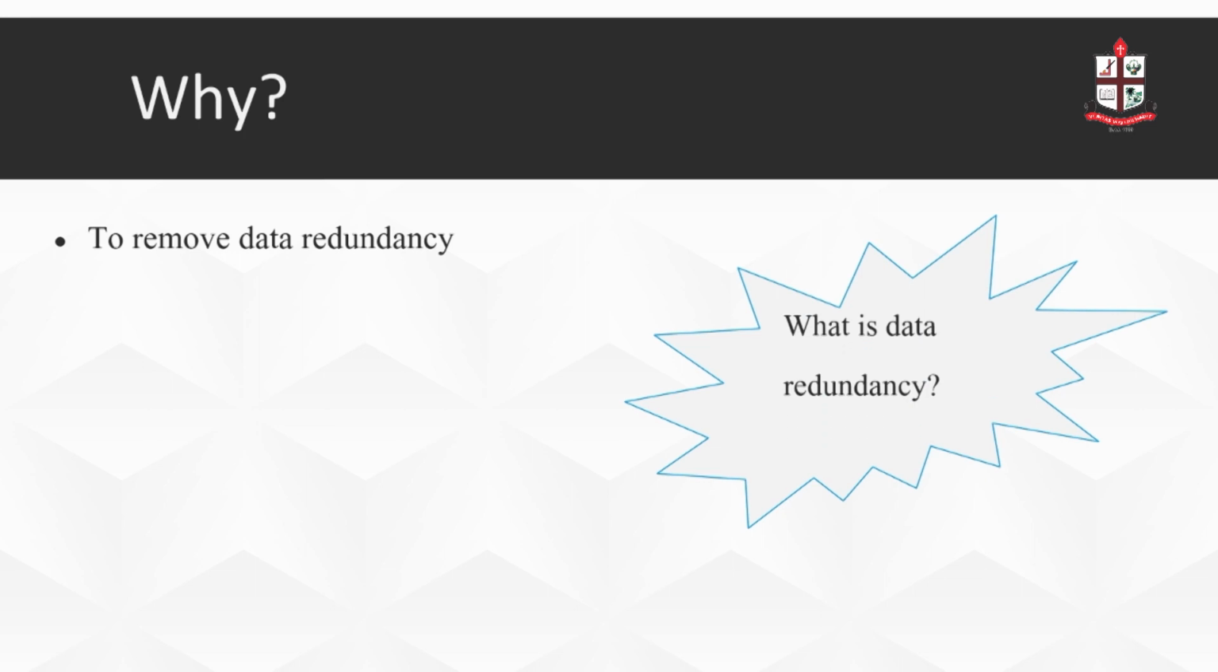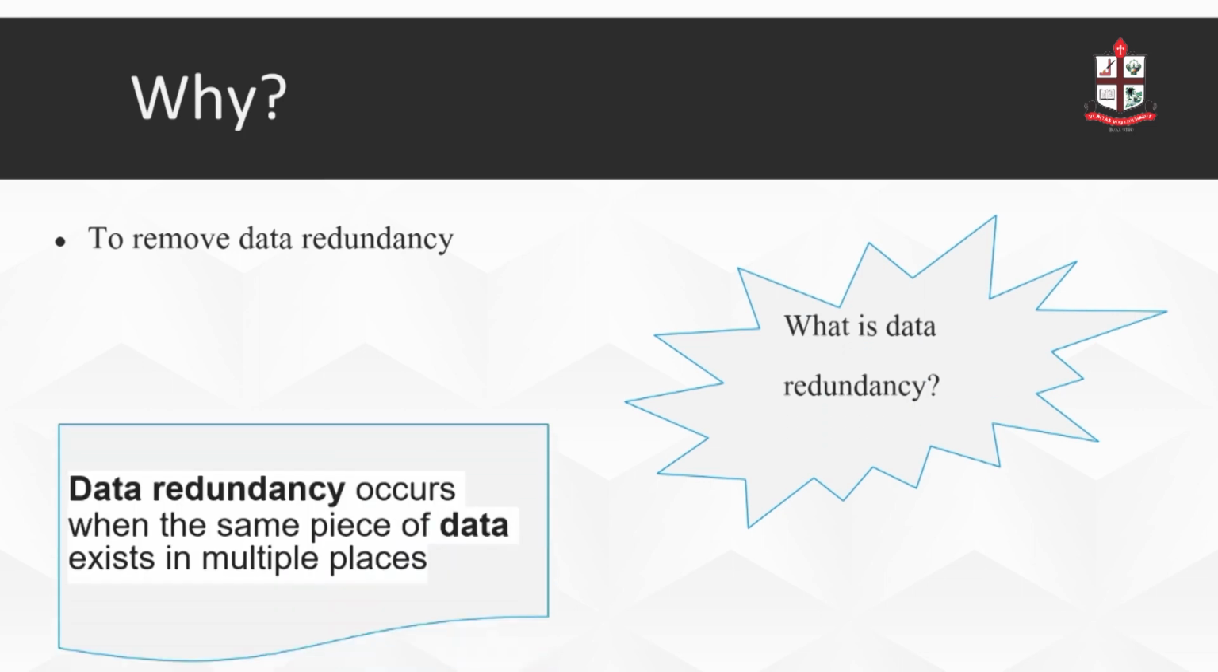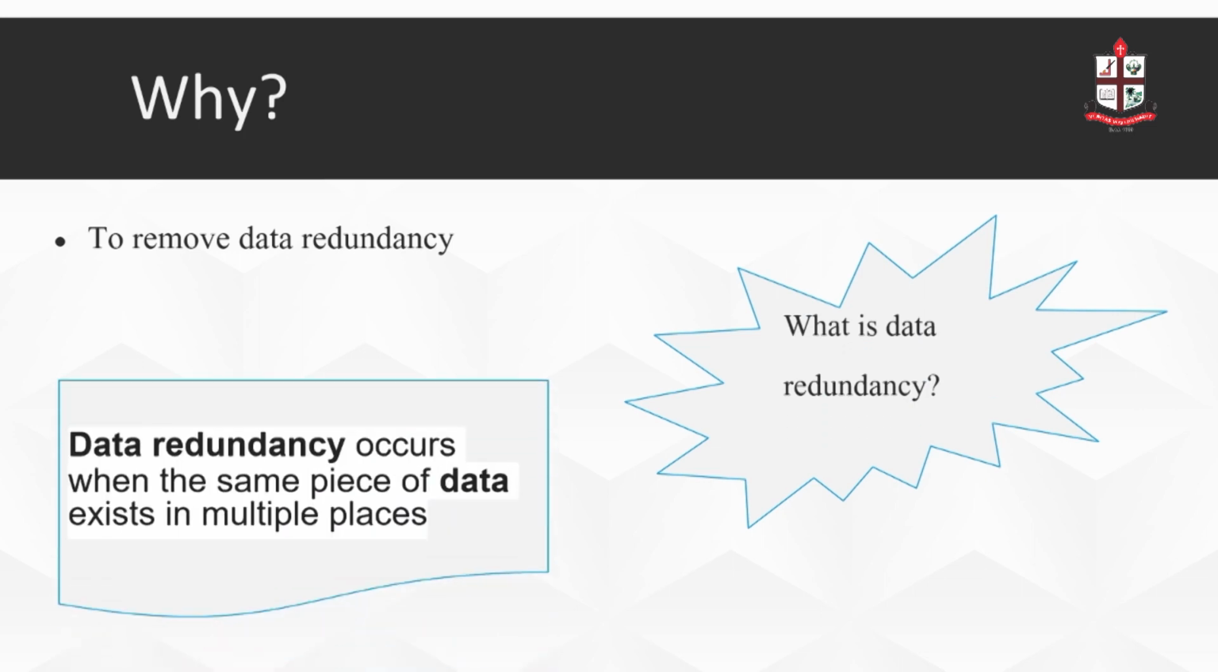Why we need second normal form? To remove data redundancy. Then, what is data redundancy? Data redundancy occurs when the same piece of data exists in multiple places.